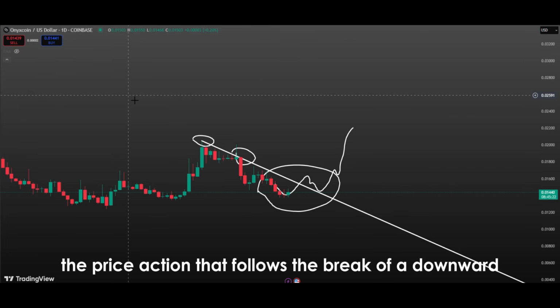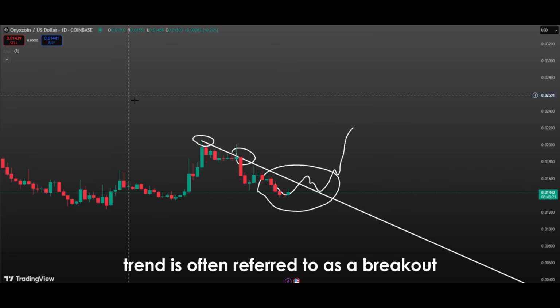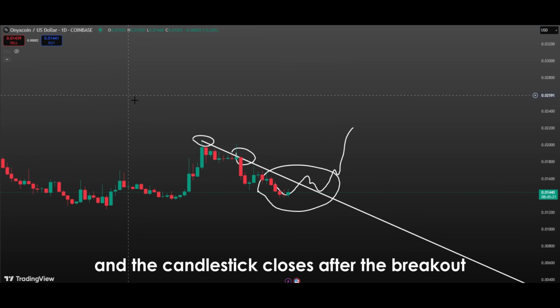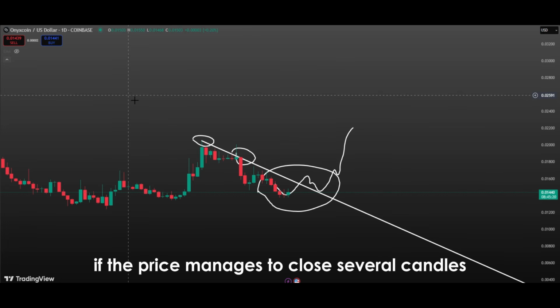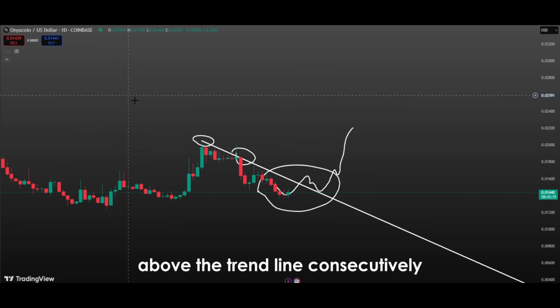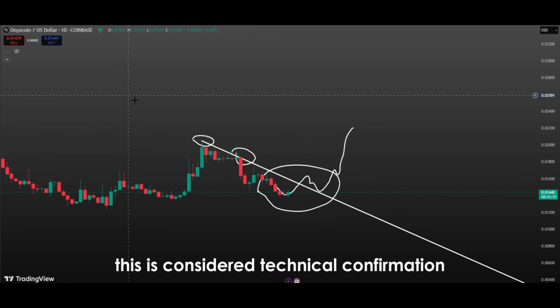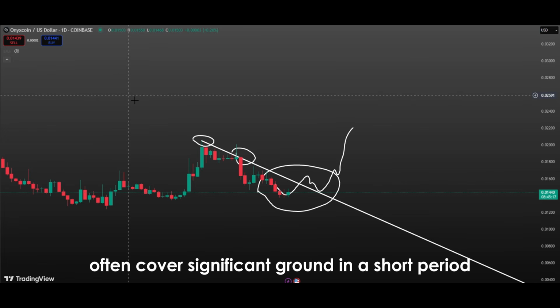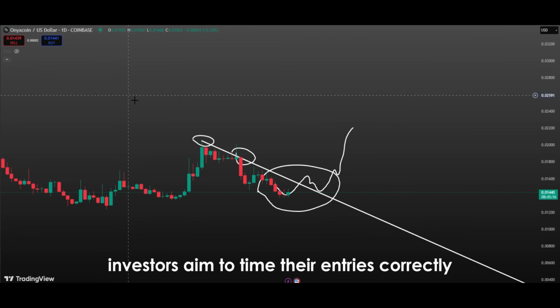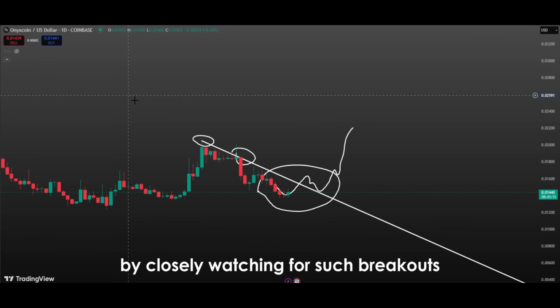The price action that follows the break of a downward trend is often referred to as a breakout, and the candlestick closes after the breakout are crucial. If the price manages to close several candles above the trend line consecutively, this is considered technical confirmation of the breakout. In such cases, market participants gain confidence and new buy orders may come in. The upward moves that follow breakouts often cover significant ground in a short period. For this reason, investors aim to time their entries correctly by closely watching for such breakouts.